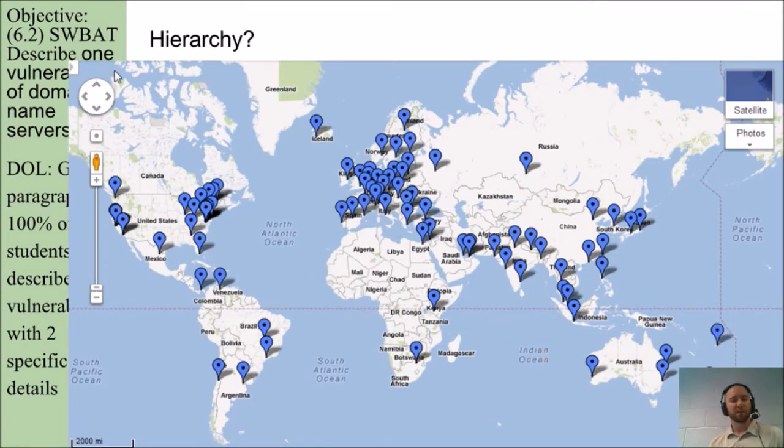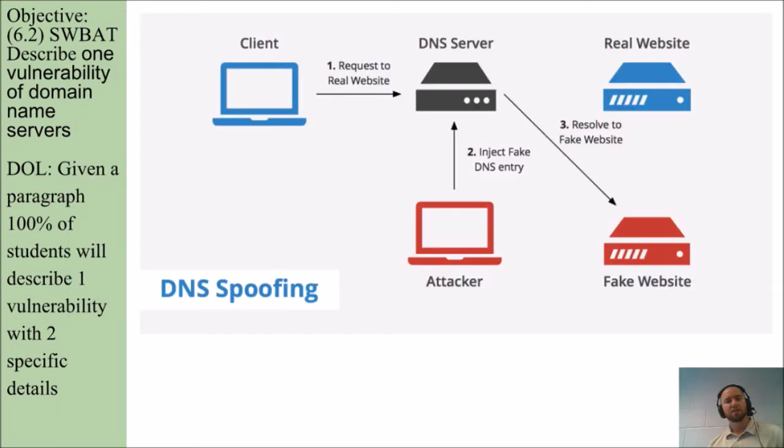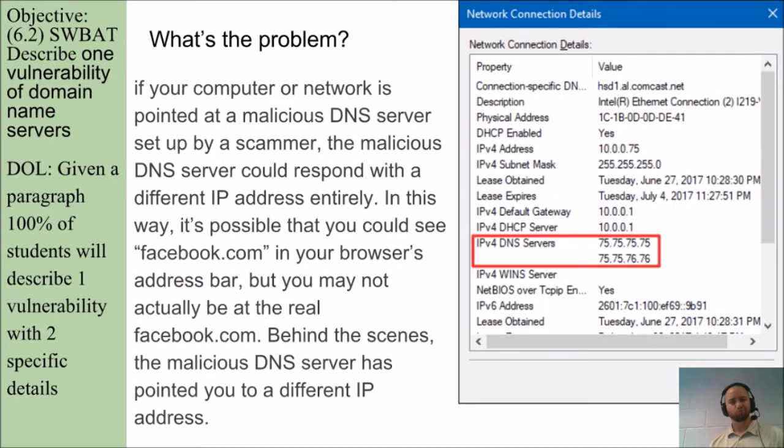So here's a map of not only the root servers but the lower next level TLD servers as well. So there's a concept called DNS spoofing. This is where a hacker creates a fake DNS server. Bad news. So what's the problem? If your computer or network is pointed at a malicious DNS server, this is how DNS spoofing works, set up by a scammer, the malicious DNS server could respond with a different IP address entirely.